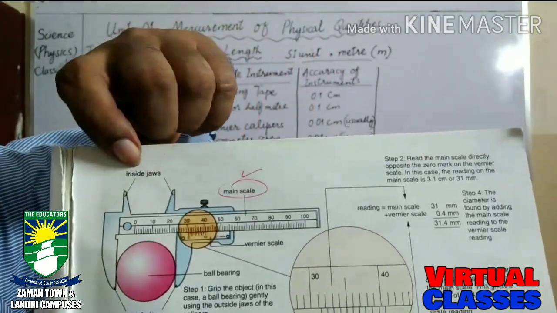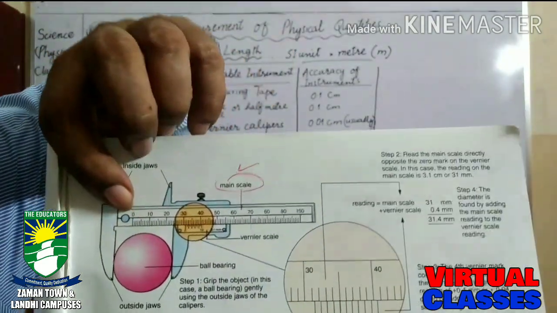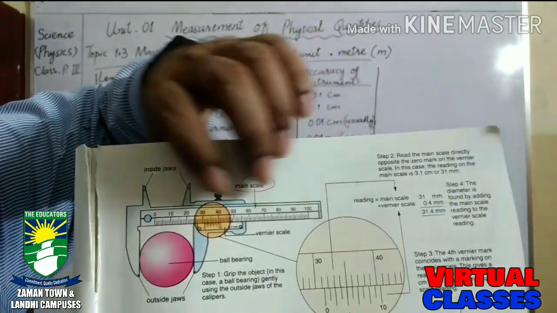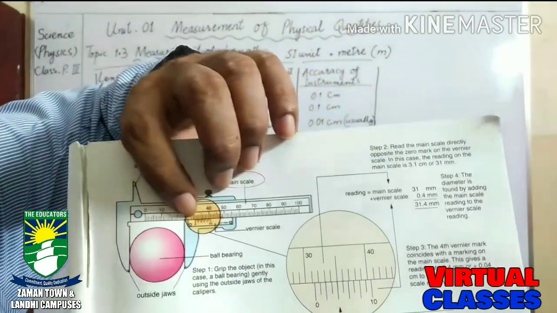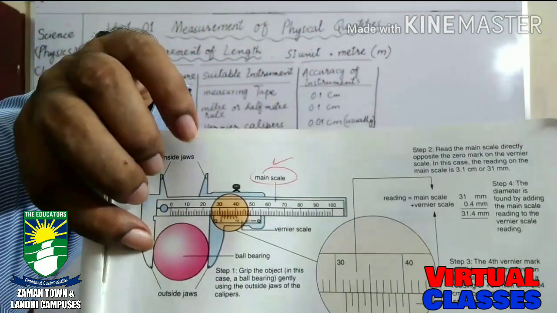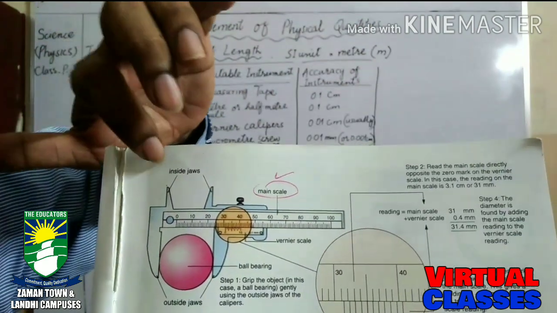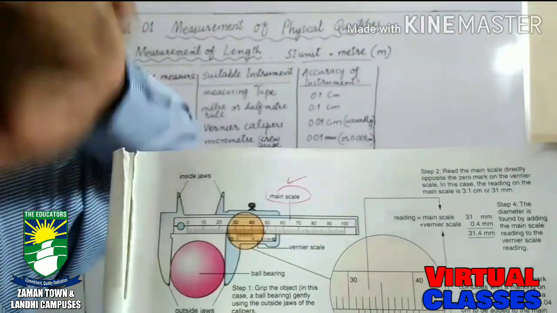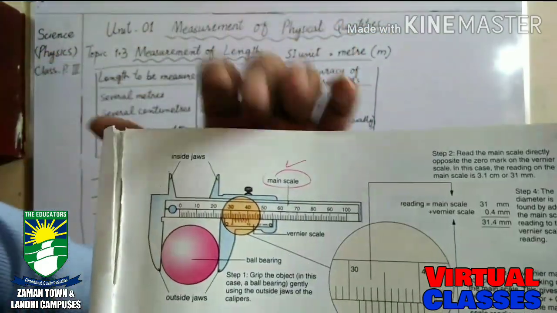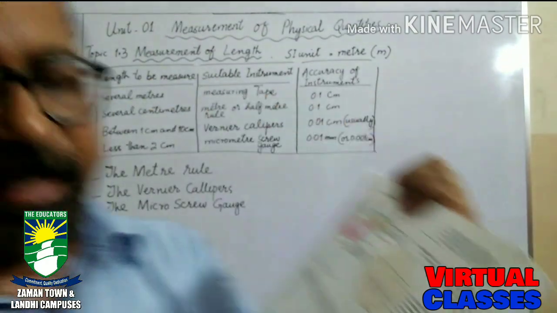See, these are the inside jaws. This is the main scale, which starts from 0 till 100. Here is another scale. This is called the vernier scale. These are the outside jaws. The main parts of the vernier calipers are the inside jaws and outside jaws. This is the main scale and this is the vernier scale. So we will discuss the steps, how we will measure things.